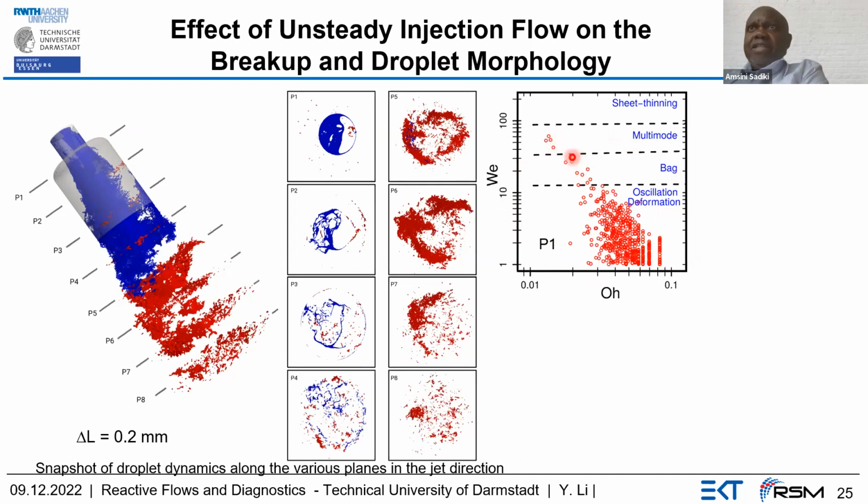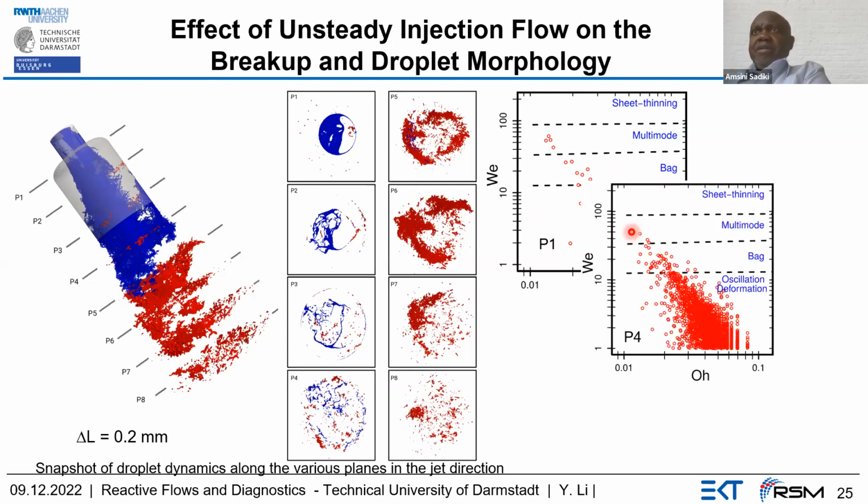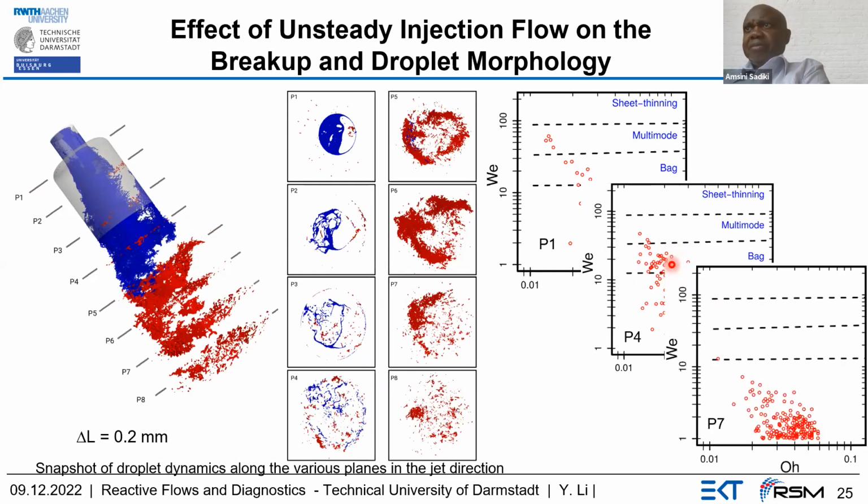We see at the beginning that at P1, we don't really have breakup, but we have oscillation deformations. As we progress, at P4, we have a growing number of bag breakups. And if we go further, then we get no bag deformation at P7. So we have only this oscillation breakup.